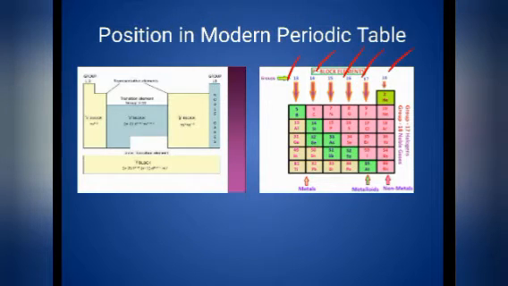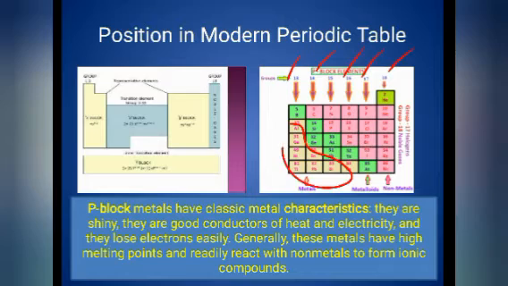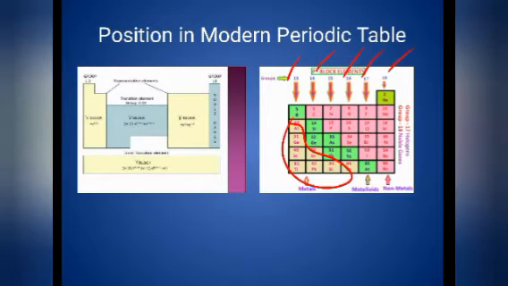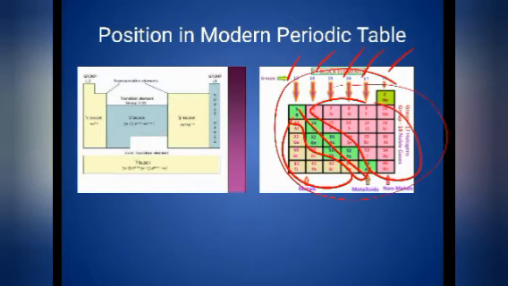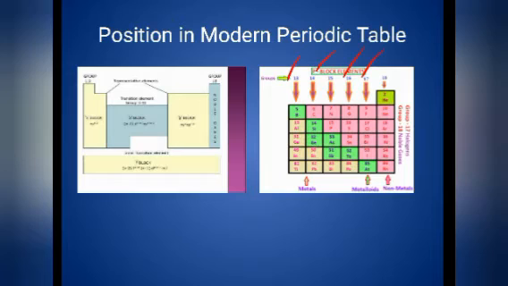Group number 13 is called the boron family. Group number 14 is called the carbon family. Group number 15 is called the nitrogen family. Group number 16 is called the oxygen family. Group 17 is fluorine, which is the halogen group. And group 18 is the noble gases. If you see, mostly this portion is basically metallic. The green color is metalloids, and the red or pink color is basically non-metals. So this is the group which carries metals, non-metals as well as metalloids.